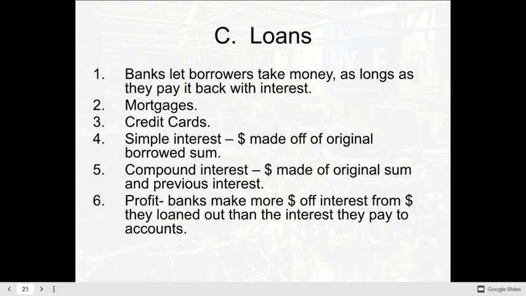Loans include things like mortgages, which is for property, or things like credit cards, which are supposed to be for smaller transactions. And credit cards are a form of what we call revolving credit, because you can borrow against it, then pay it down, then borrow some more, pay it down, and so on.